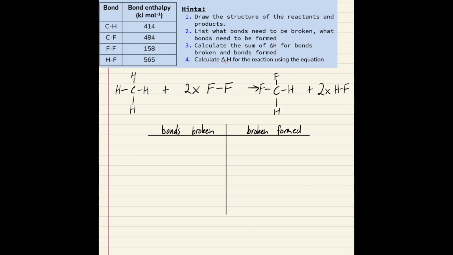So I get a highlighter. If I'm looking at CH4, I can see that this bond is broken, this bond is broken, this bond is broken, and this bond is broken. That is 4 C to H bonds, so I'm going to write 4 times C to H. And then I know that there's 2 times F to F. Those are the bonds that are being broken.